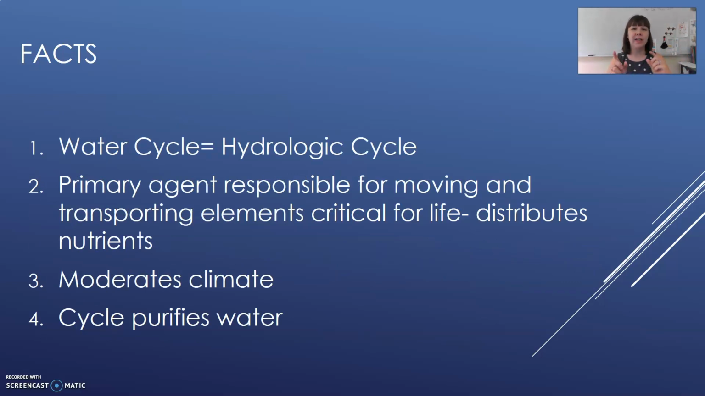So in some contexts, you may see the water cycle referred to as the hydrologic cycle. That's your big girl word, okay? It's the same thing, same cycle. It's just using a bigger word for water. The primary agent responsible for making this cycle move is the sun. And once it starts moving, it is the agent for moving and transporting elements, those nutrients that we talked about, the potassium, the phosphorus, the nitrogen. It moves those elements around throughout our soil into the atmosphere and back. The hydrologic cycle moderates our climate, and also that cycle purifies our water.